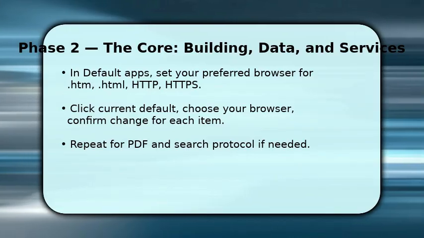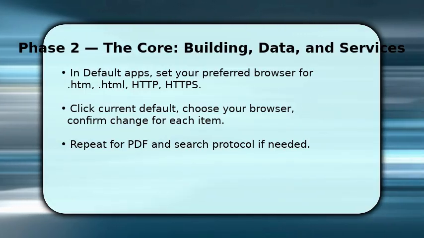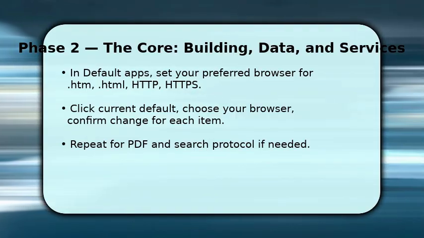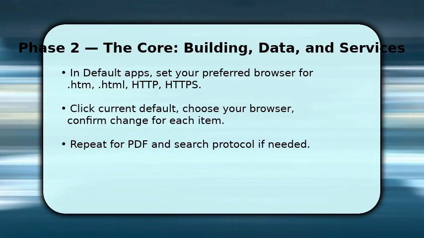Windows will list HTML, HTTP, HTTPS, and more. For each item, click the current default and select your chosen browser. Confirm the switch every time. Once done, find PDF and search-related protocols and change those too if Edge still claims them. This removes Edge as the automatic handler and explains to Windows why future links and files should open elsewhere.